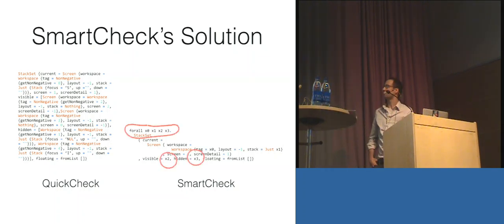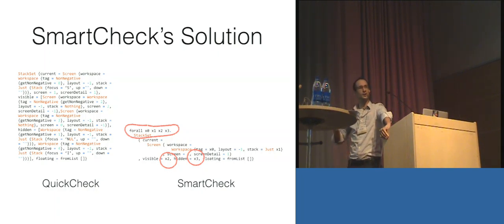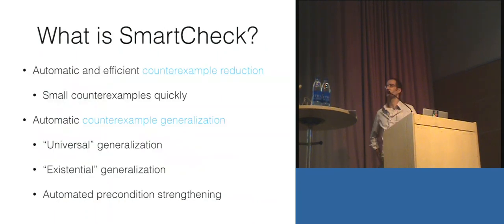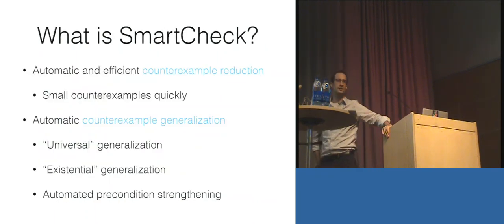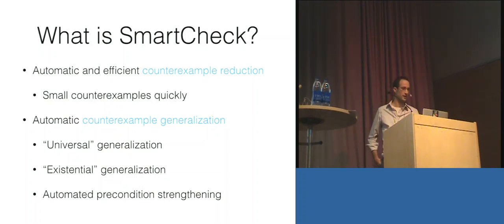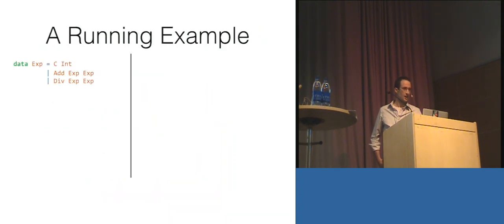But also, I'll be talking about how we don't just give you a single counterexample, but try to characterize classes of counterexamples, so a number of counterexamples caused by the bug. Okay, so what is SmartCheck? It's really four algorithms, and that's what I'll be spending the rest of my time talking to you about. First, a different approach for shrinking counterexamples, so for reducing them, and then three approaches to generalization: what I call universal generalization, existential generalization, and strengthening preconditions.